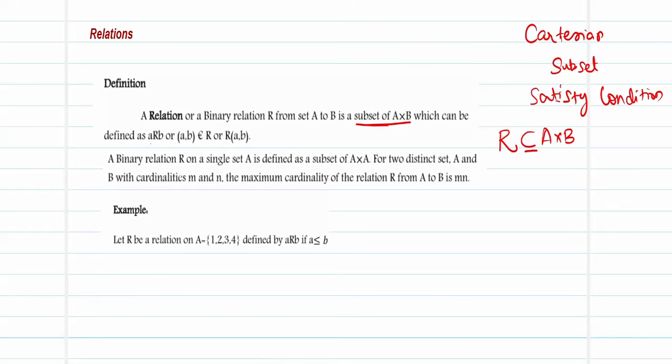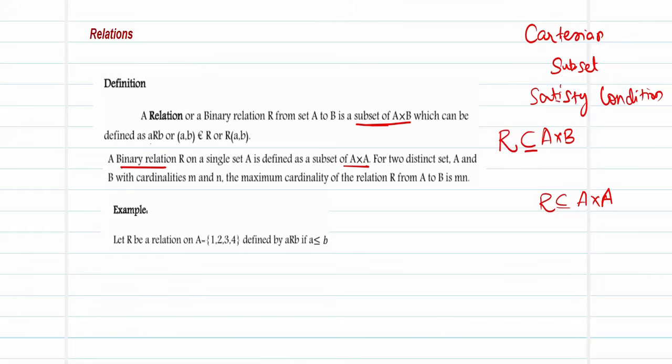A binary relation R on a single set A is defined as a subset of A cross A. So, it is not always necessary that we need two different sets A and B. It can also be defined from A cross A. So, you can have a relation to be a subset of A cross A. And in which case, you call it a binary relation.